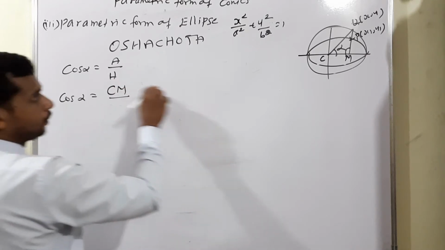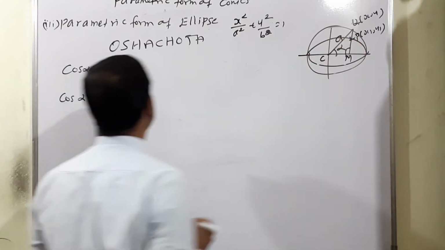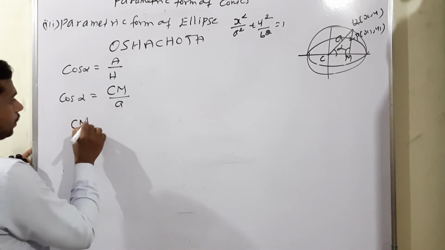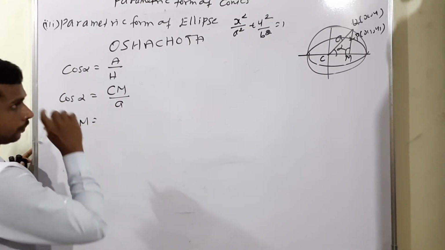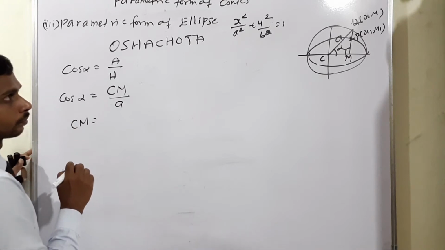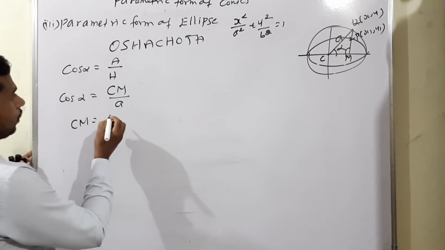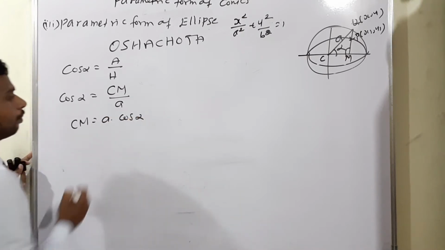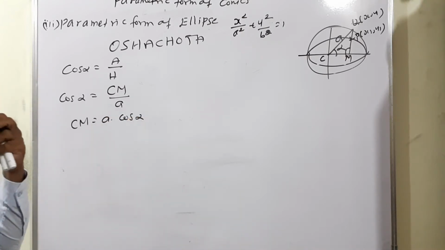Cm is the hypotenuse; we already know this is the constant term A, the radius. So Cm divided by A means Cm is equal to A into cos alpha. Now the next condition.